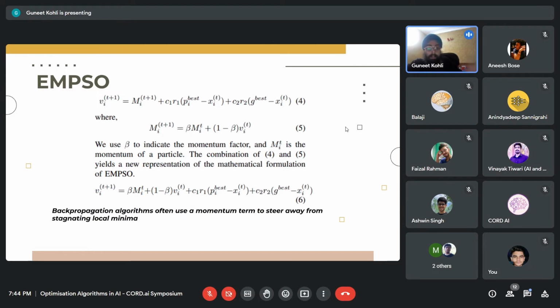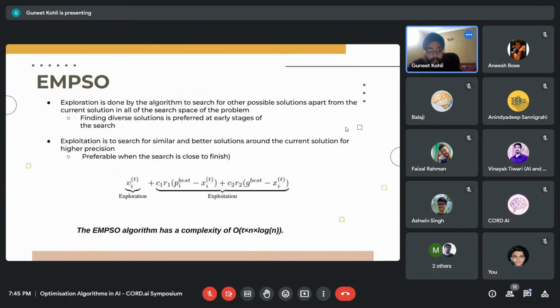You might be facing this problem of stagnating in local minima. So this momentum factor removes that. That's why this is the EMPSO, exponentially weighted particle swarm optimization. A simple introduction might be, and in the paper, if you start looking at it, you will find it's a new version and all, but it's a very simple introduction, as I showed you.